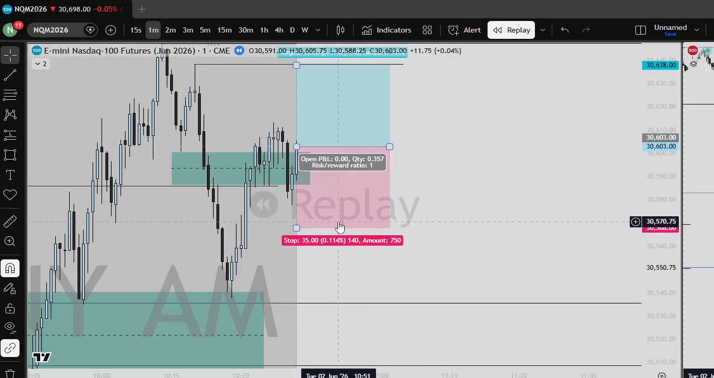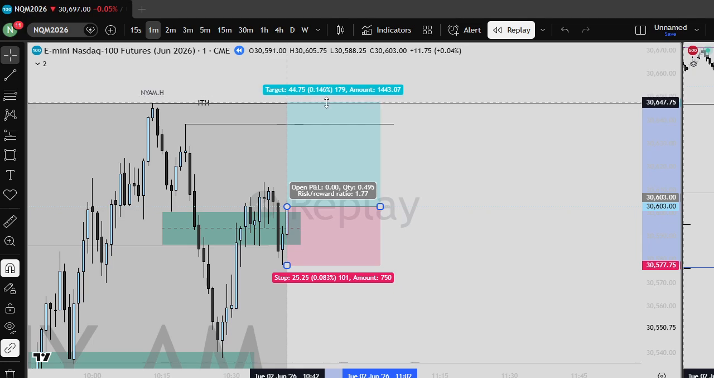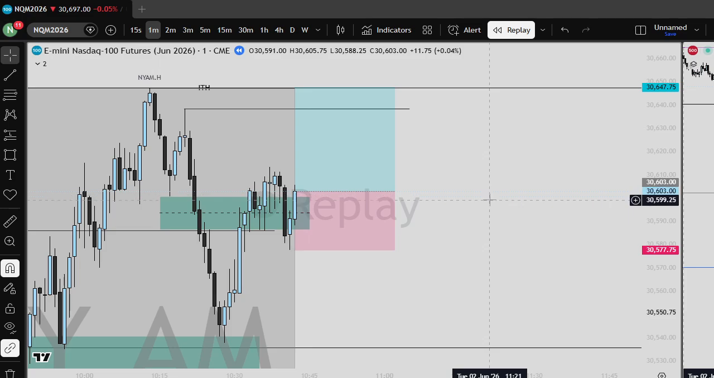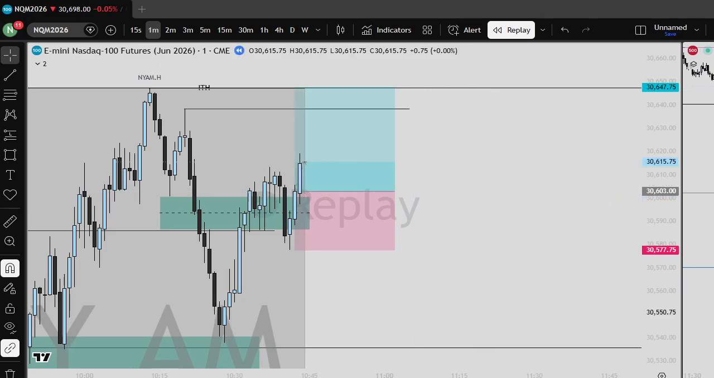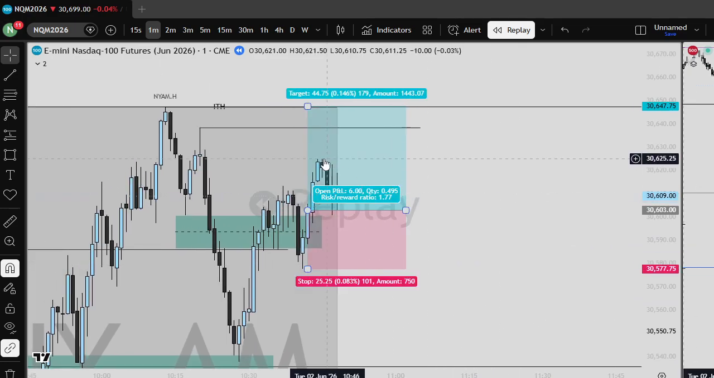So I ended up taking my entry here, which was this 1-minute inversion right here, and I was targeting the internal high. That's all I was targeting. It was just a range high with this trade, and yeah, I ended up going... Oh, hold on. Yeah, so I ended up going break even right here.